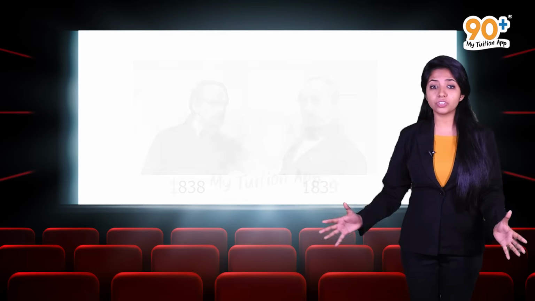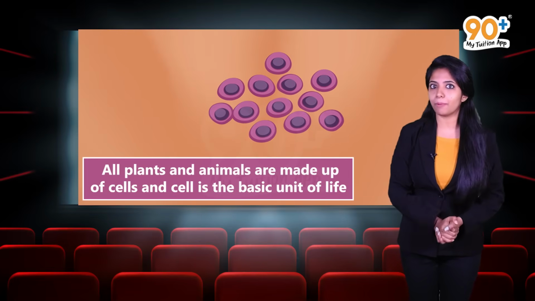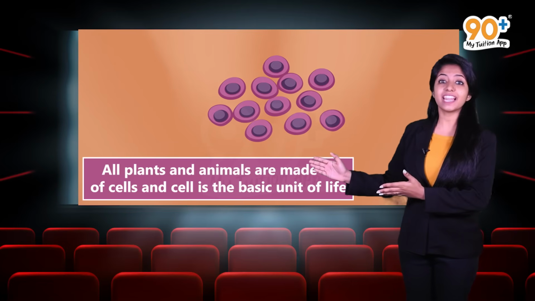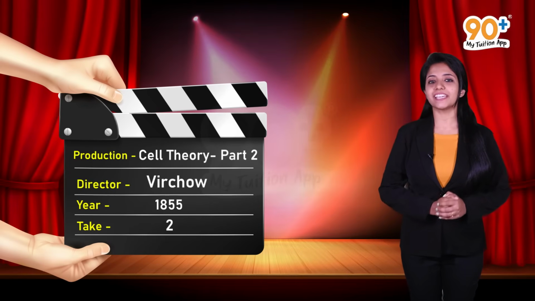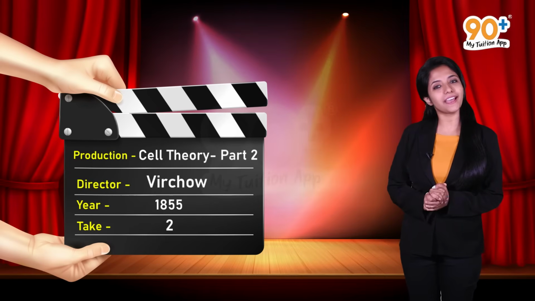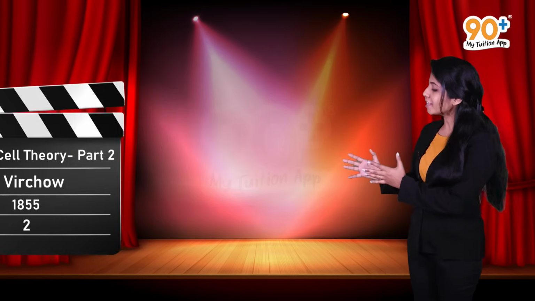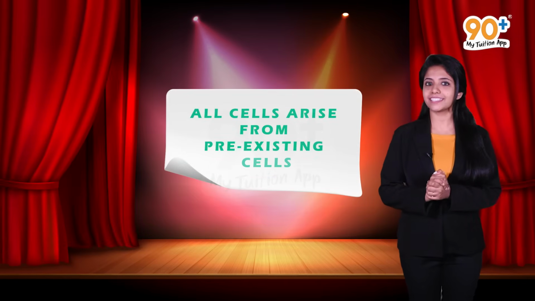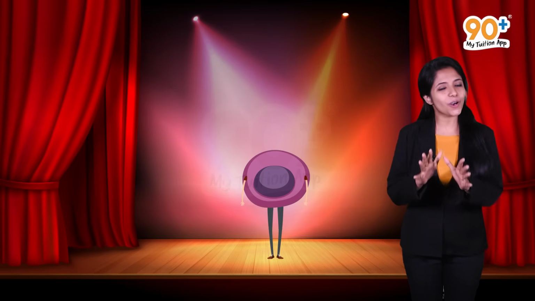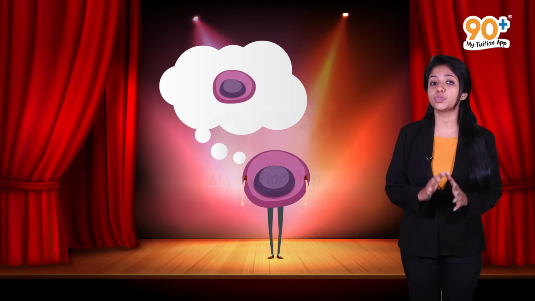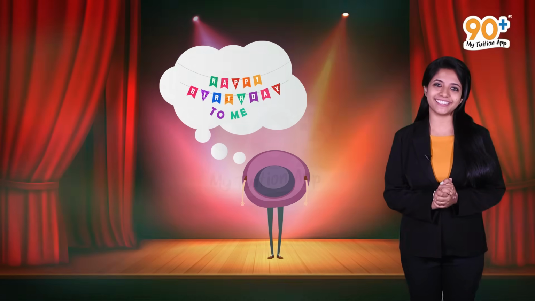And together they put down a theory which stated that all the plants and animals are made up of cells, and that the cell is the basic unit of life. Well, it seems like Sir Virchow was interested in expanding the cell theory. In 1855, he suggested that all cells arise from pre-existing cells. In simple words, if this is a cell, then according to his theory, it might have arisen from the division of another old cell. I hope you understood this.